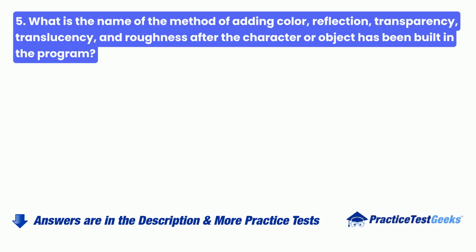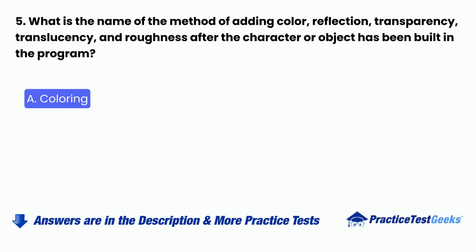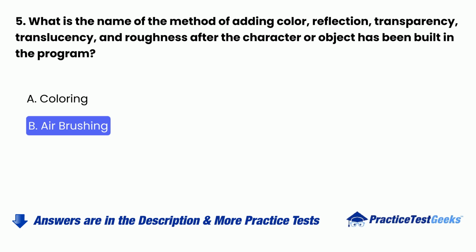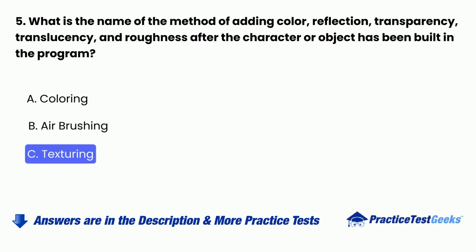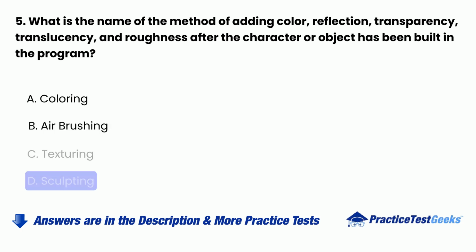What is the name of the method of adding color, reflection, transparency, translucency, and roughness after the character or object has been built in the program? A. Coloring. B. Airbrushing. C. Texturing. D. Sculpting.